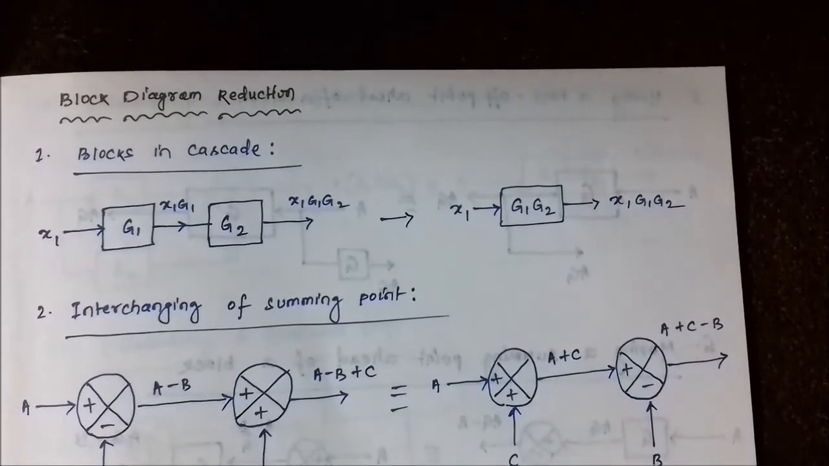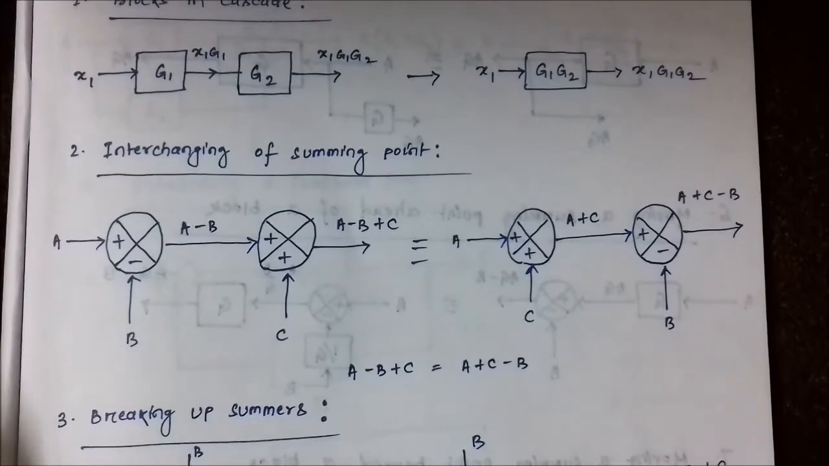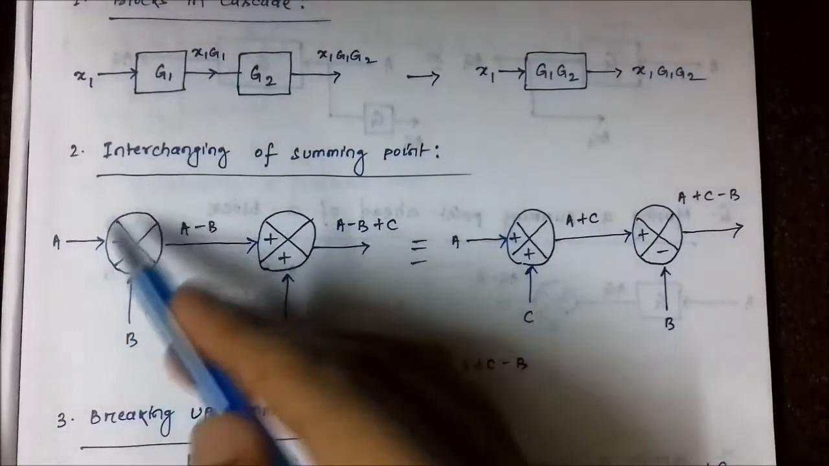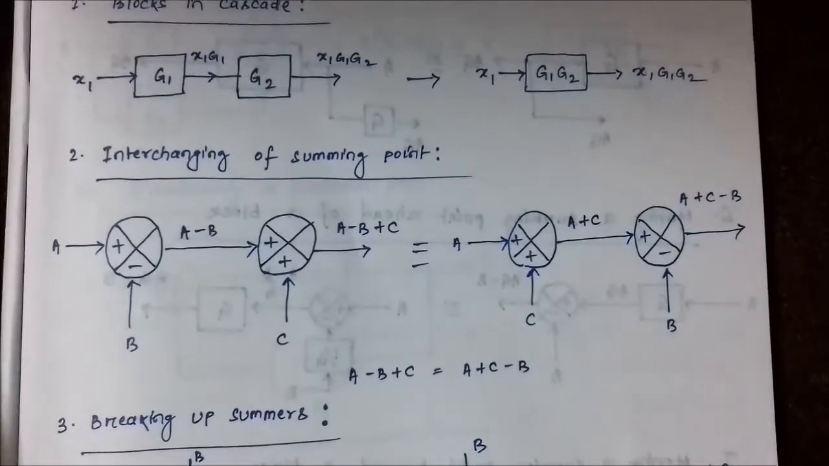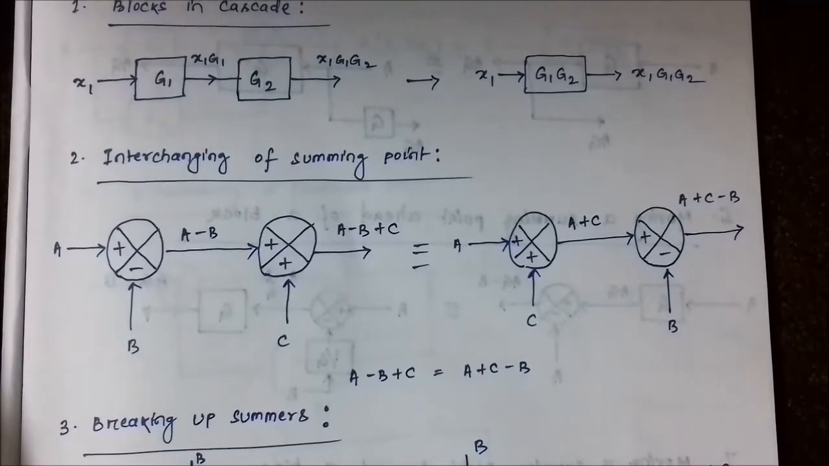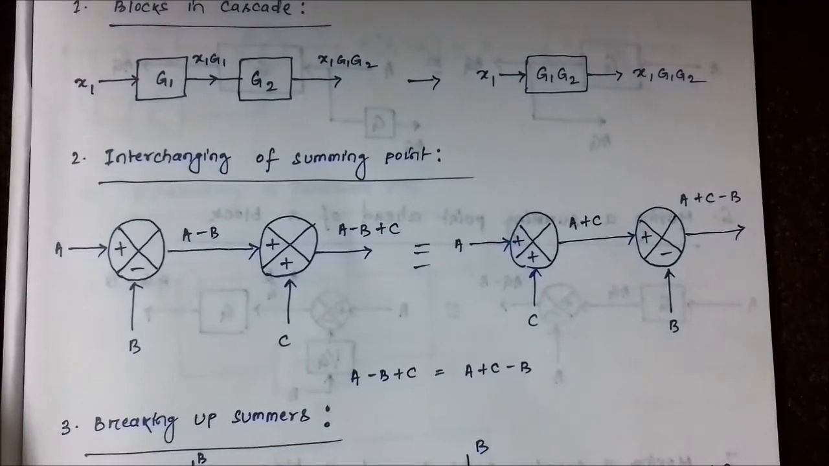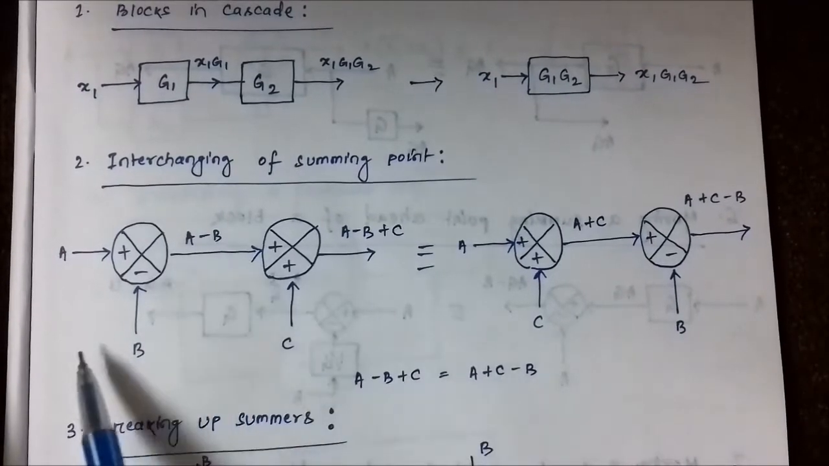Okay, the next rule, interchanging of the summing points. Now this element is called a summing point, or the summer, or an error detector, or a comparator. There are multiple names for it. So if there are two summers or two summing points and you need to interchange their position, then you need to follow this rule. Okay, here there are two summers.